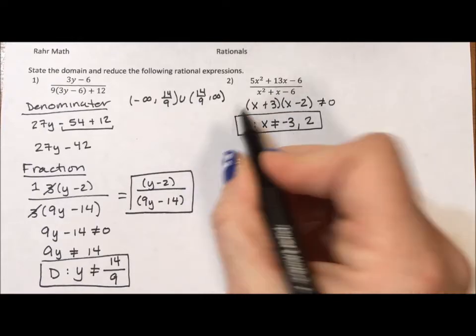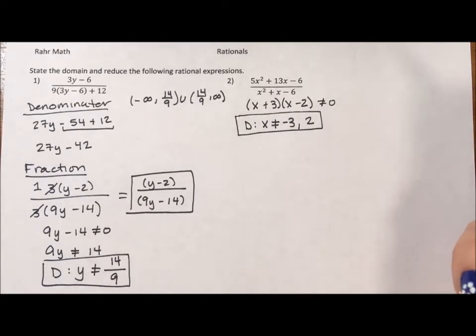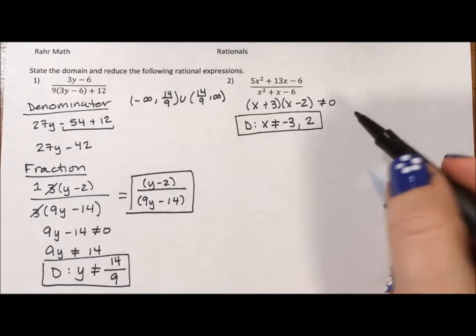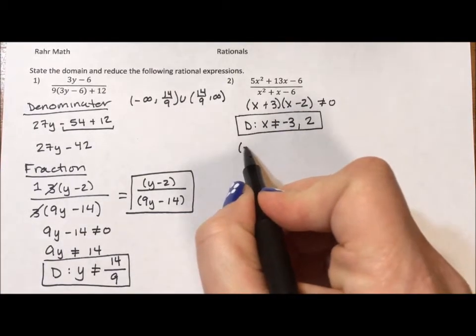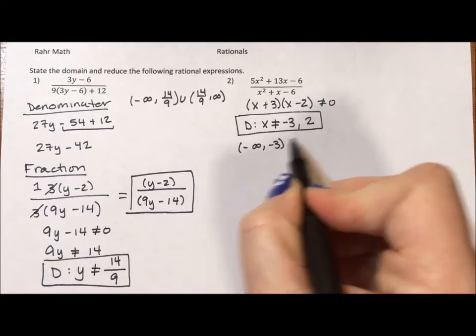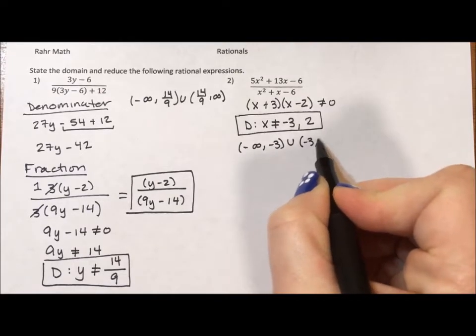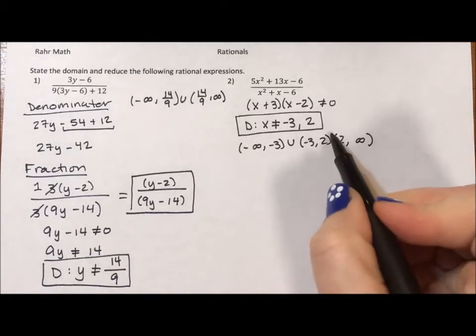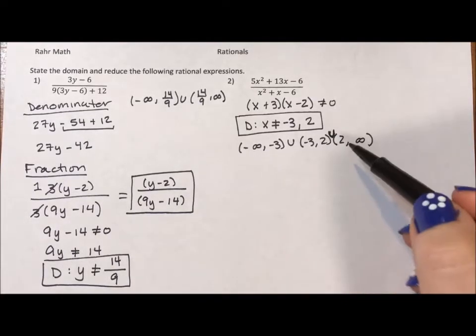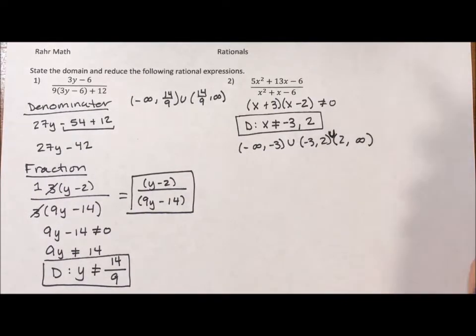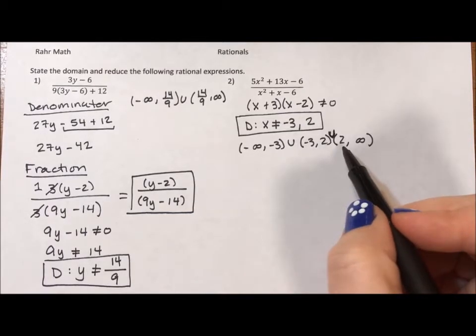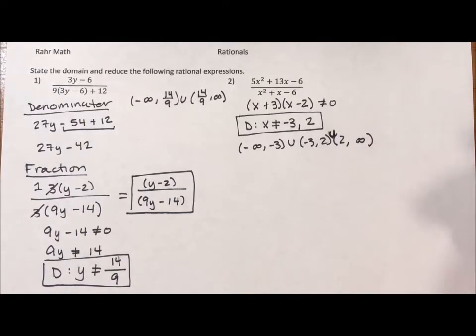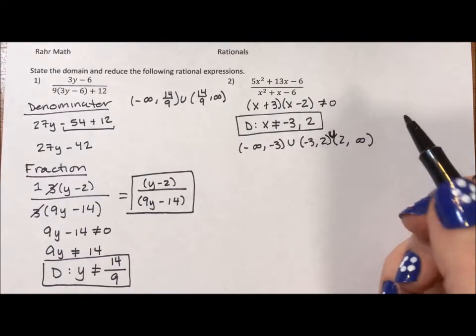Now, I will just quickly put in set notation, in case you do need to understand set notation with two values. Set notation would say negative infinity to negative 3, joined with negative 3 to 2, joined with 2 to positive infinity. I want you to note, joined with union. Everything is parentheses because it cannot equal negative 3, it cannot equal 2, so we don't use brackets, we just use parentheses.